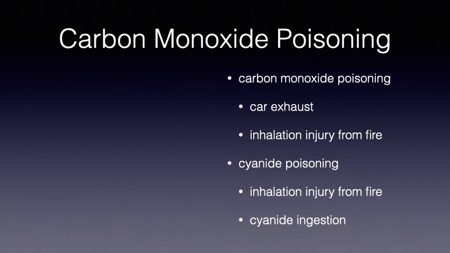Carbon monoxide poisoning can happen in a few ways. One is from car exhaust fumes. Another way is smoke inhalation injury for fire victims, meaning like arson. Cyanide poisoning can happen in several ways. One maybe more common way is smoke inhalation injury for fire victims. There's also like apricot seeds and straight cyanide ingestion in a suicide act.